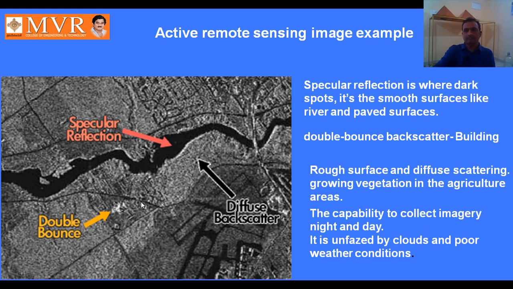Now, here is the capability to collect imagery night and day. Active remote sensing always captures radiation from the earth surface, and day and night it is working. Why? Because it acts as a source. In the case of passive remote sensing, it works only in the presence of sunlight. That's why.